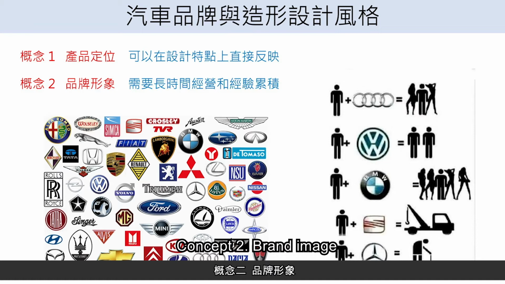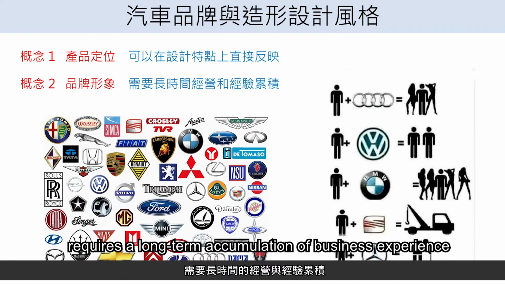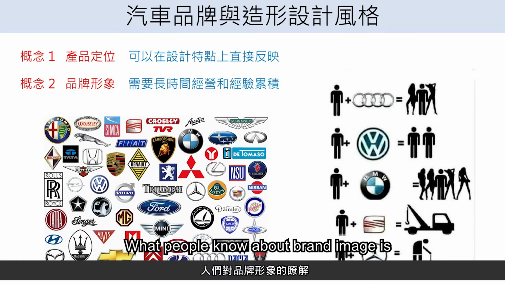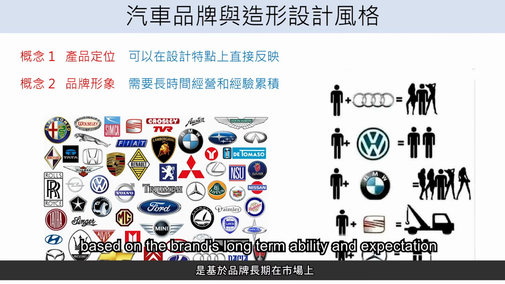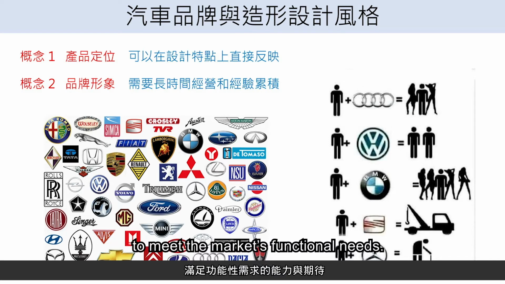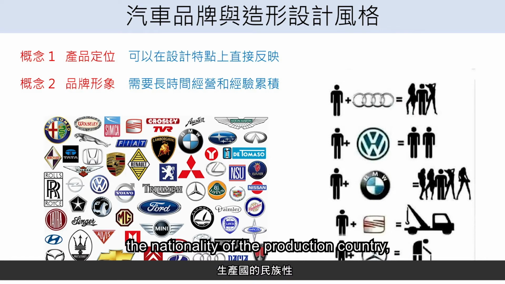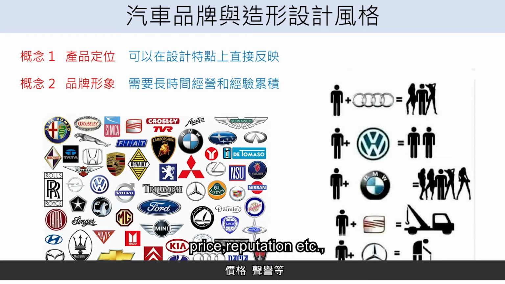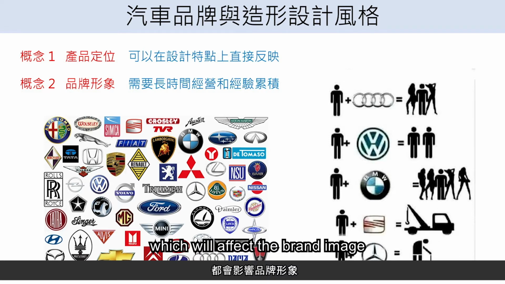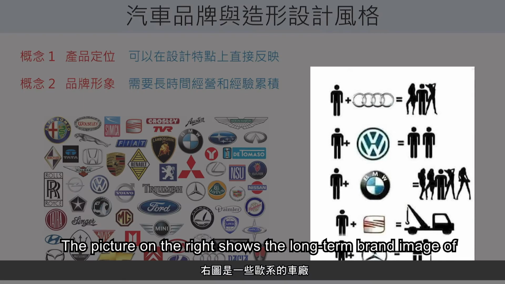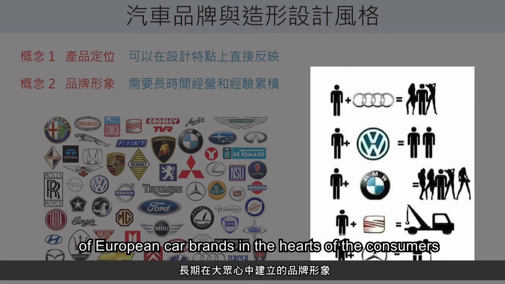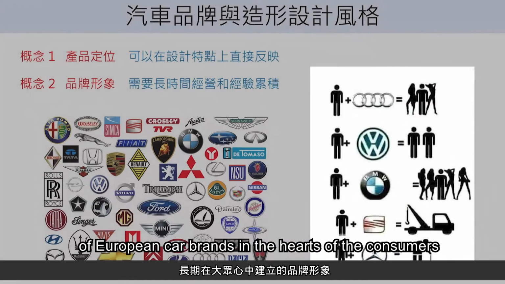Concept 2. Brand image. Brand image requires a long-term accumulation of business experience. What people know about brand image is based on the brand's long-term ability and expectation to meet the market's functional needs, such as the establishment of a brand supporting group, the nationality of the production country, price, reputation, etc., which will affect the brand image. The picture on the right shows the long-term brand image of European car brands in the hearts of consumers.